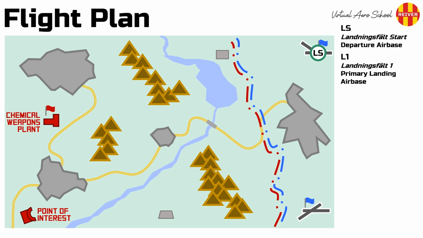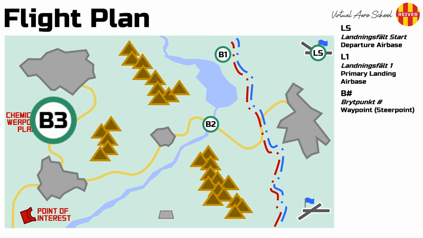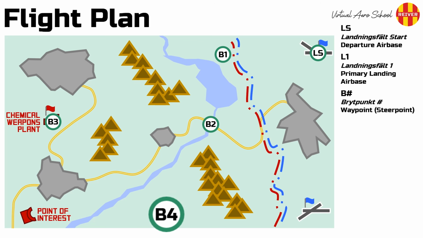For sorties involving precision strike missions, we need a full flight plan. In the context of waypoints, B stands for Brytpunkt, and a B waypoint represents a normal navigation or steer point. As the Viggen typically flies at low level, these are often chosen to correspond with visible terrain objects such as buildings, bridges, or topographical features.